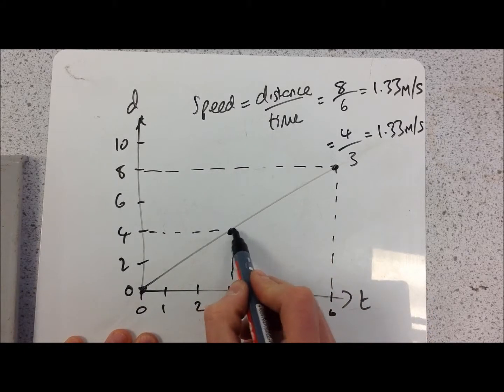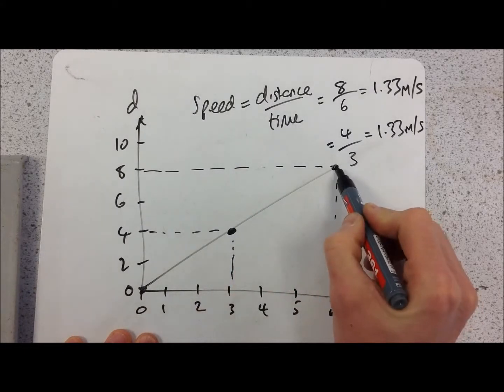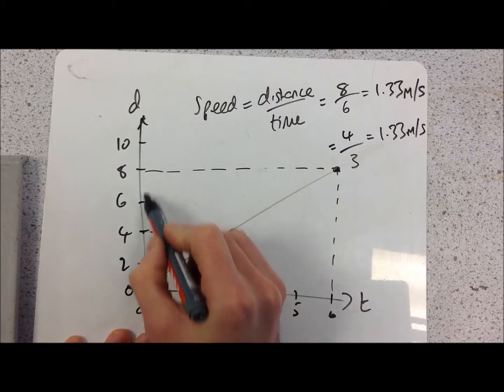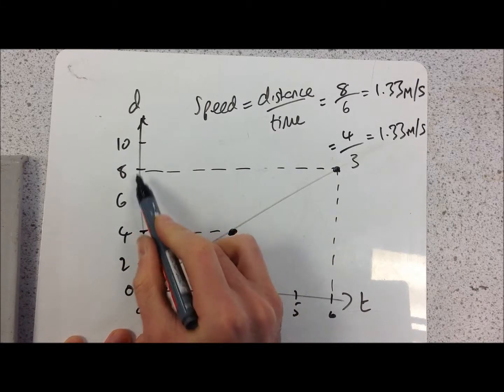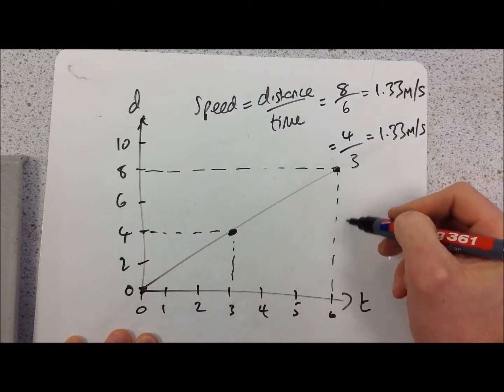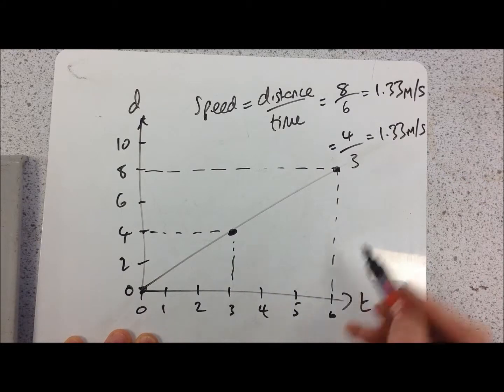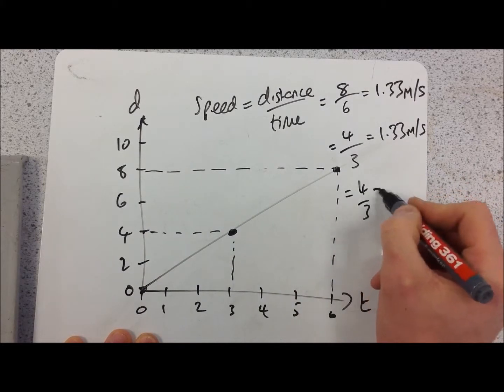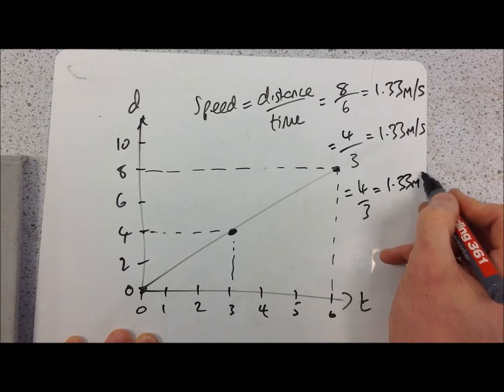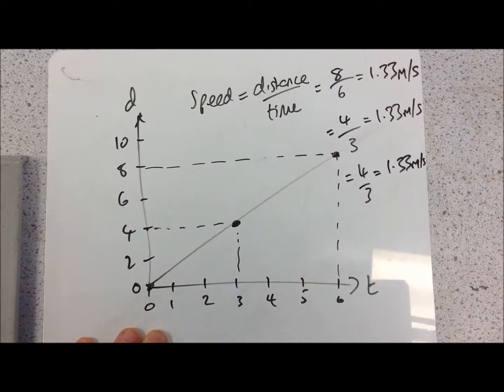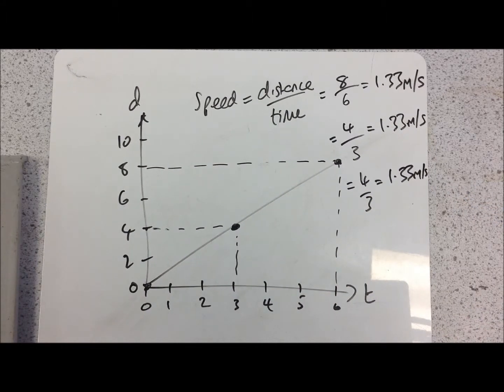And just for completeness, I could even say, well, let's go between this point and this point. Well, how far does it travel between there and there? It goes 4 metres, between 4 and 8, so that's a jump of 4 metres, and it took 3 seconds, so again, that will be 4 over 3, 1.33 metres per second. Okay? Right, that's how you calculate speed from a distance time graph.